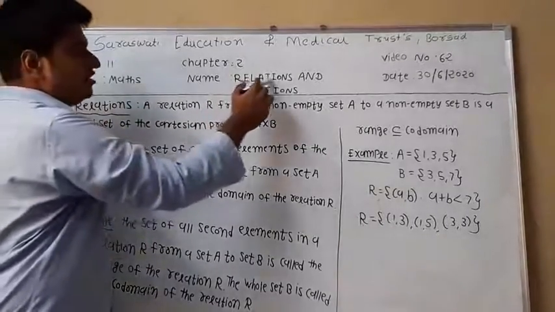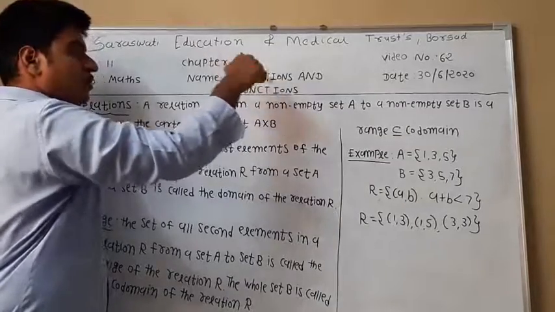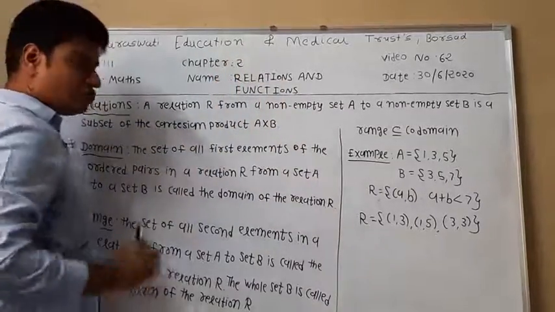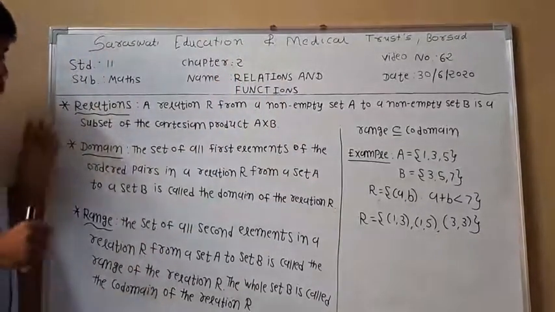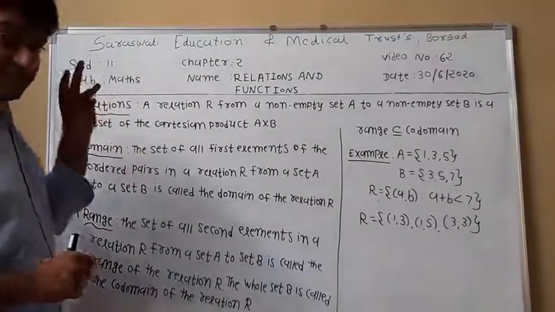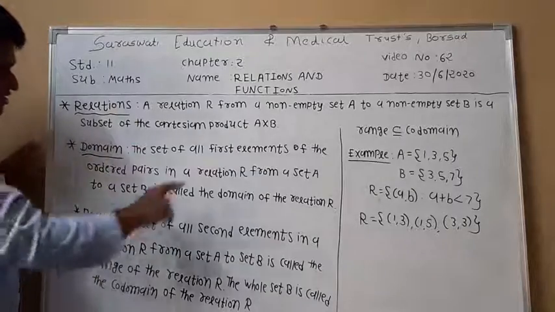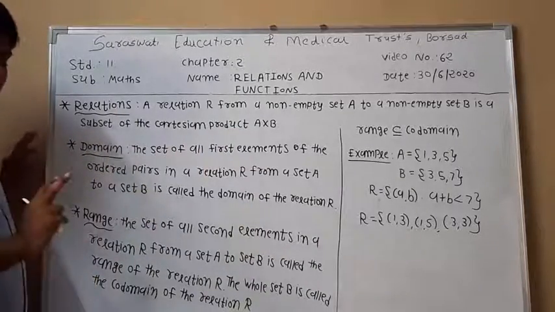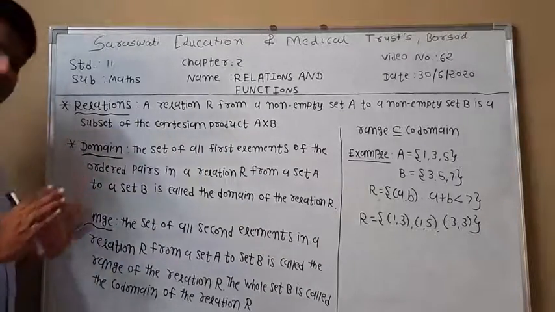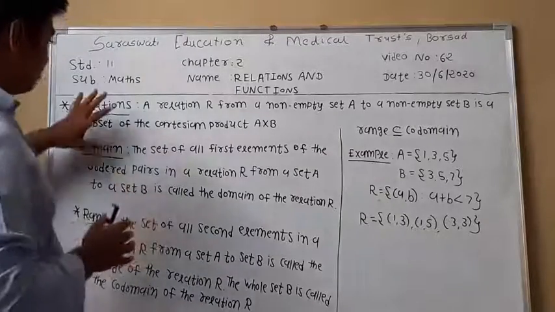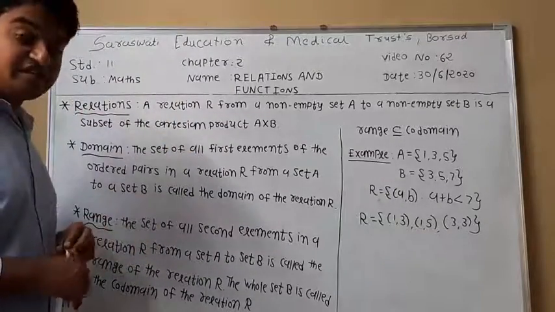Our chapter is relation and function. Today we will discuss relation. So what is the meaning of relation? Here, mainly remember three things: domain, range, and codomain. What is the meaning of domain, range, and codomain? But first of all, let's discuss the definition of relation.